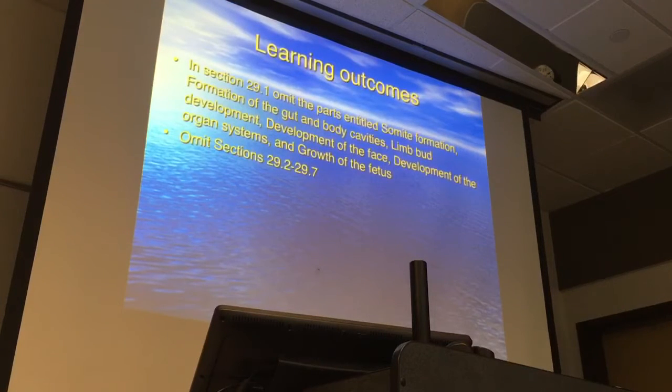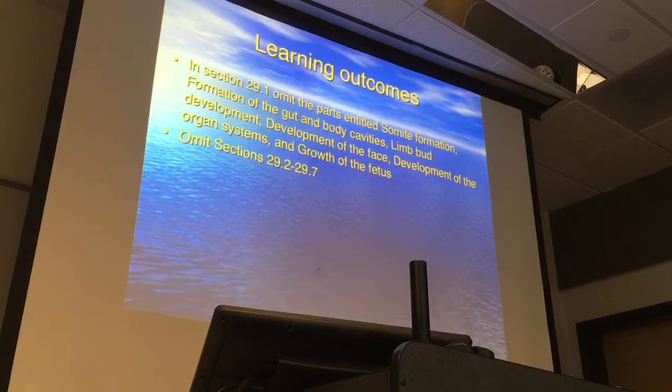The rest of section 29.1 is past somite formation, is formation of the gut and body cavities, limb bud development, development of the face, development of the organ system, and growth of the fetus. We're not going to cover any of those. So we're going to cover the beginning up to and stop. We don't cover somite formation. That's the top of 1088 in the upper left-hand corner of the new edition. It's not going to be tested, I'm not going to cover it. You may read it if you're interested, but I'm not going to cover it. Okay?